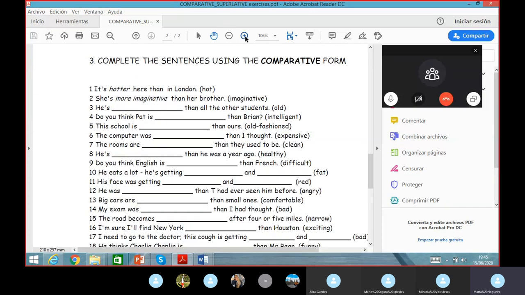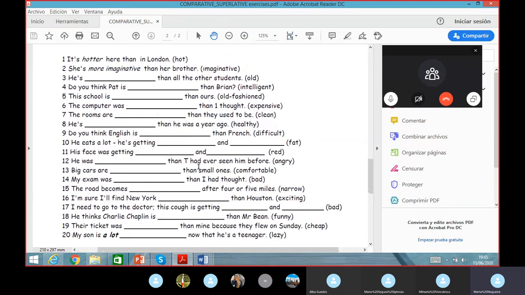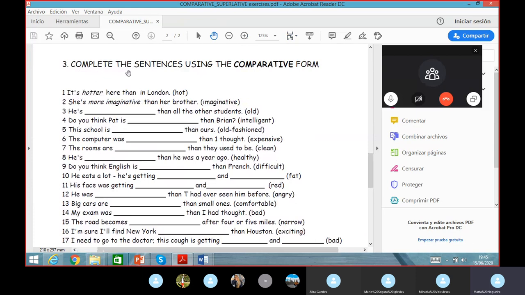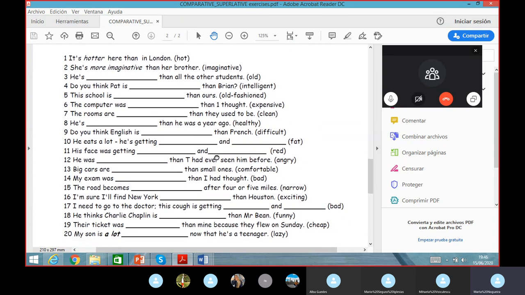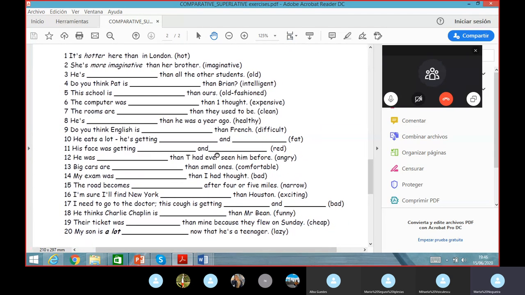So, guys, go to exercise 3 and you are going to complete these sentences using the comparative form. That's it. Just do the third. Okay? So I'm going to give you time to do all of these, guys. With the comparative, using the rules that we have been saying.